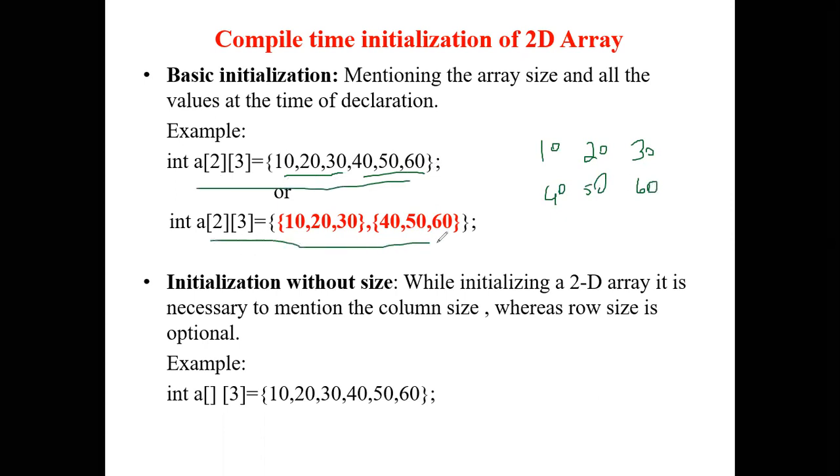This is another way of initialization. Okay, so this is initialization without size. We are not specifying the row size. Okay, we are just specifying the column size. Okay, this is another way of initializing. While initializing a 2D array, it is necessary to mention the column size, whereas the row size is optional. Okay, so this is what you have to remember. You have to mention the column size, but row size is optional.